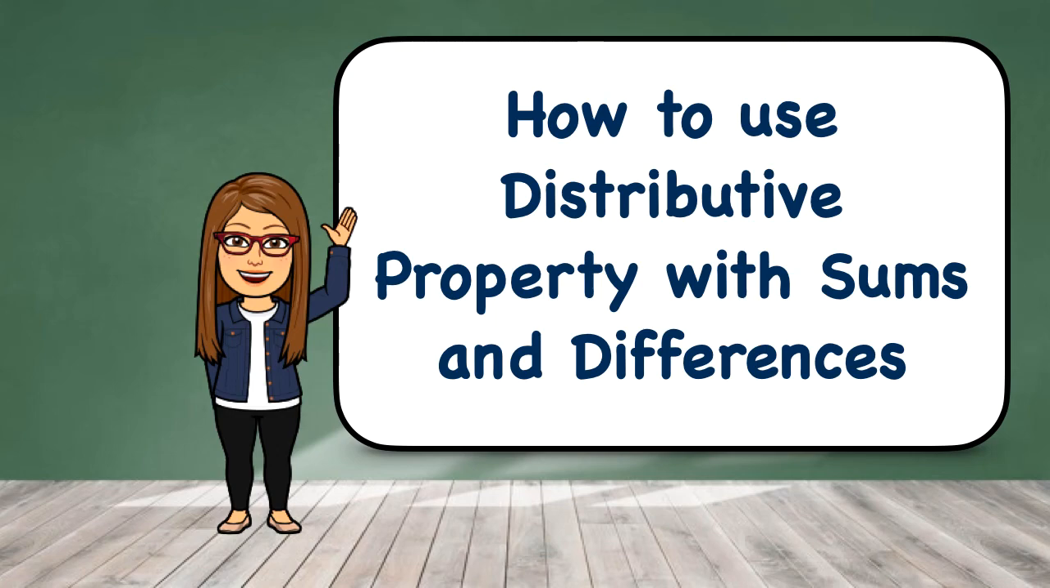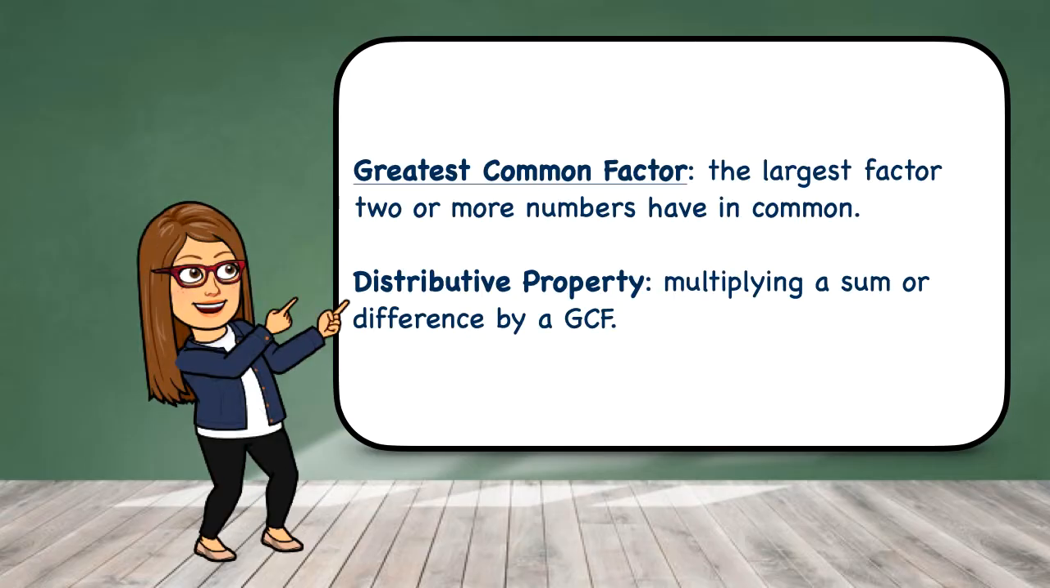Hello everybody, I wanted to do a quick video about how to use the distributive property with sums and differences. Before we do that, let's talk about some vocabulary from Module 2. Greatest common factor, that's the largest factor two or more numbers have in common. And the distributive property is multiplying a sum or difference by a greatest common factor.